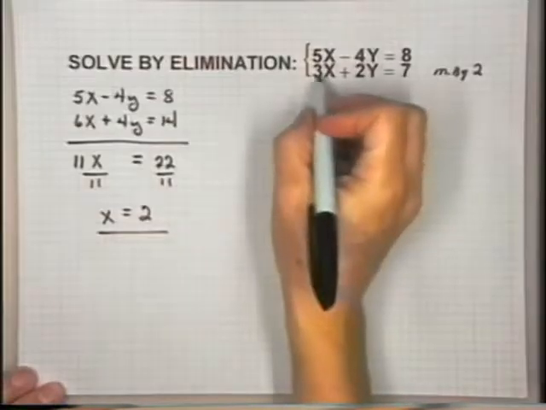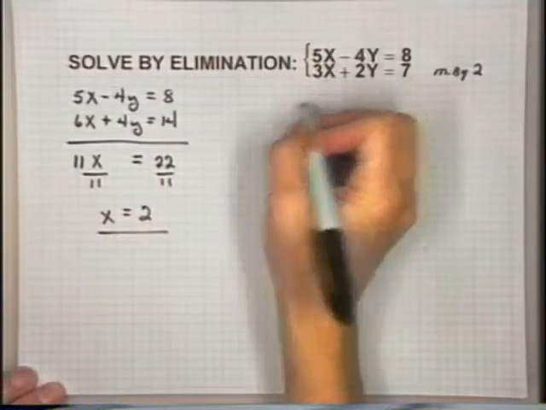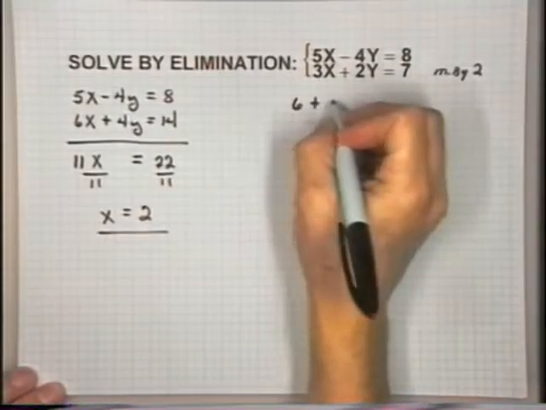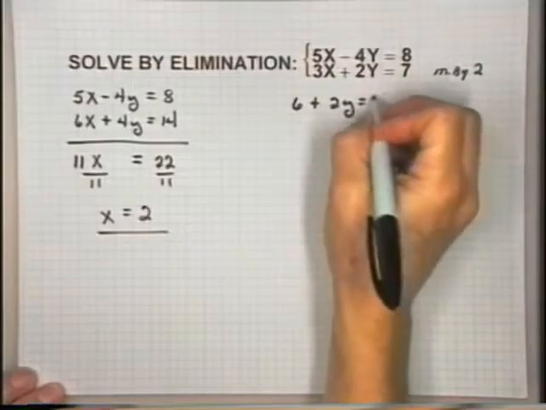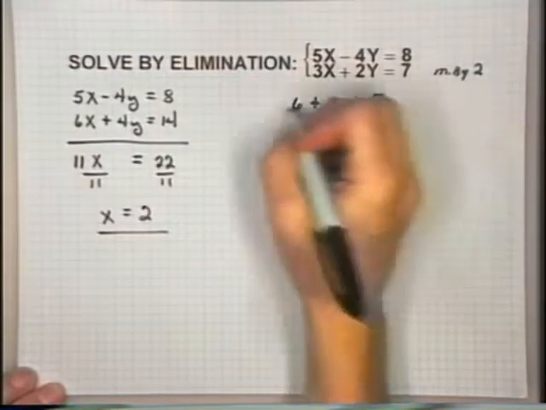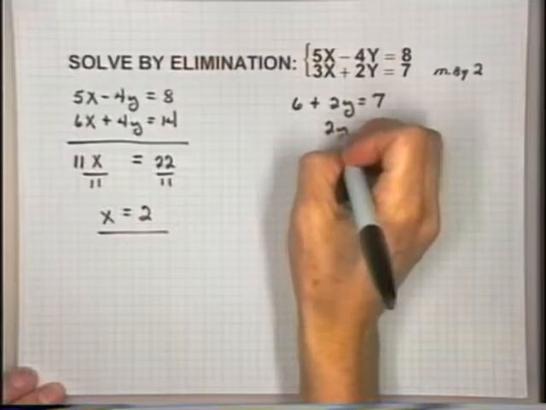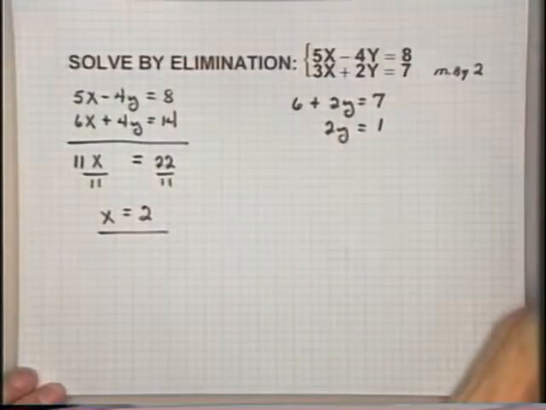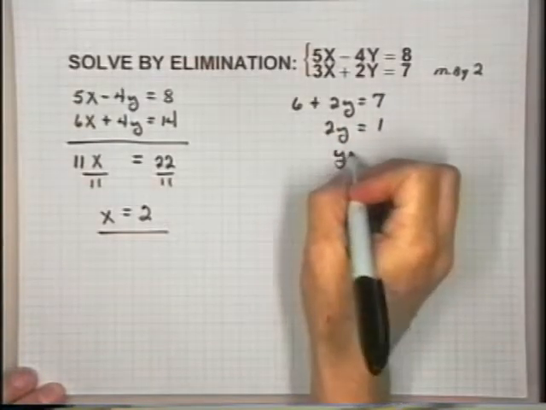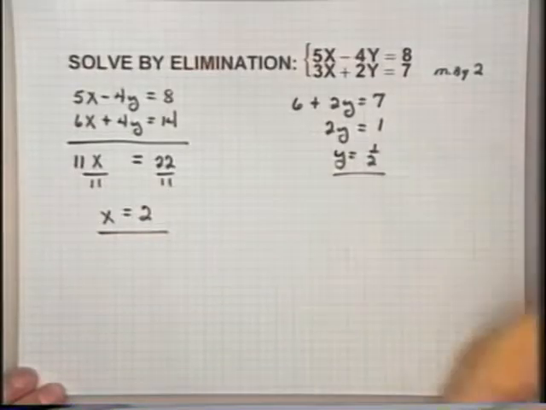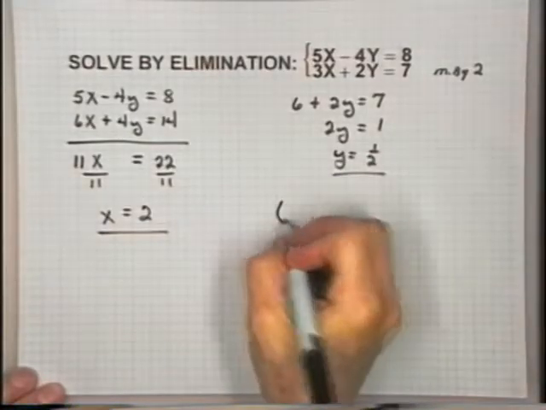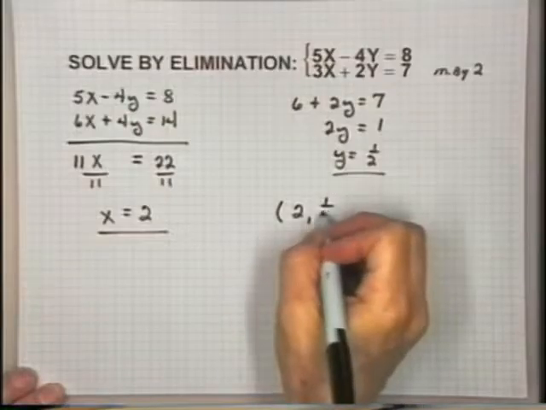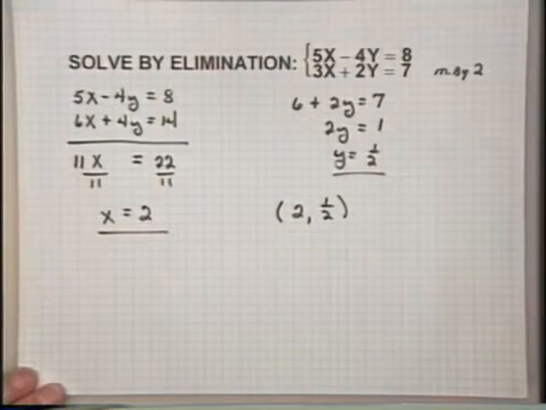So if x is 2 in this second equation, 3 times 2 would be a 6, wouldn't it? Plus 2y is equal to 7. If I subtract 6 from both sides, 7 subtract 6 is 1 there. And then dividing by 2, I have y is equal to 1/2. So I have my ordered pair solution, 2, 1/2.